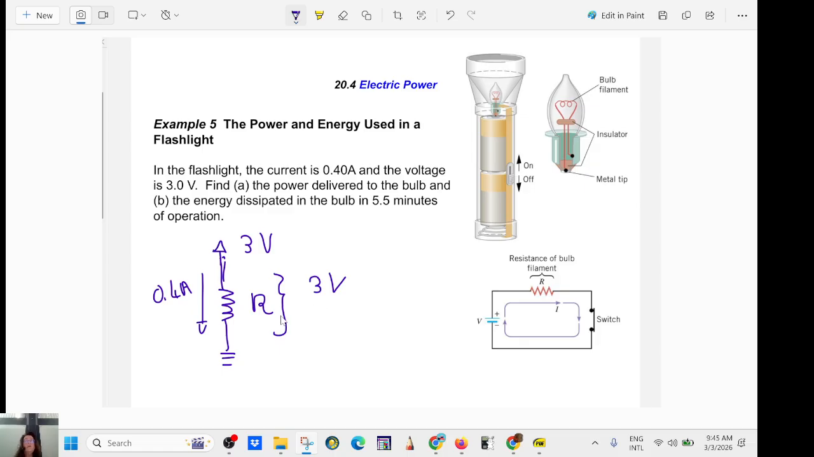Okay, so then you can use Ohm's law to find the resistance. Or, here they don't ask for the resistance, they just want you to find the power. So power is the voltage drop across times the current through. Remember, this is across and this is through.